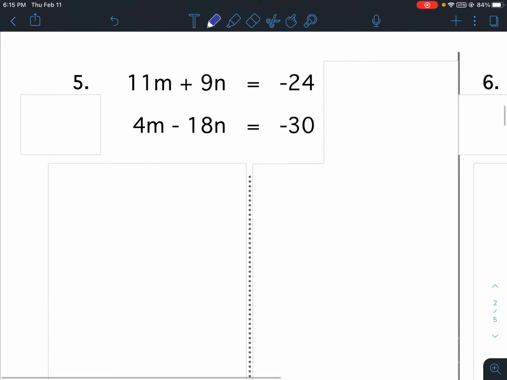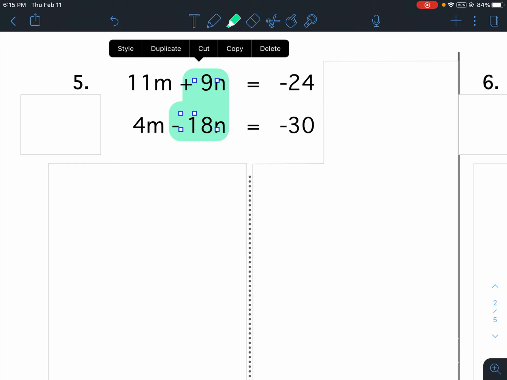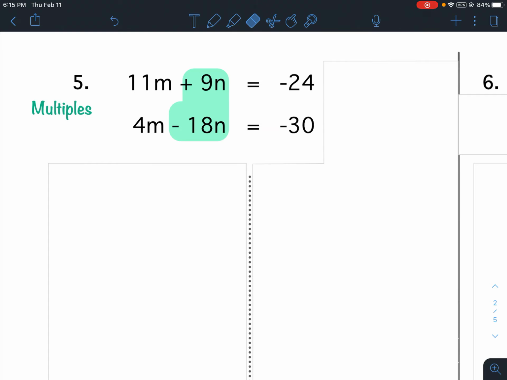Do I have opposites? No. Do I have identical terms? No. Do I have multiples? Yes. 18 is a multiple of 9. So, if I have multiples, then I need to multiply the equation with the smaller term.